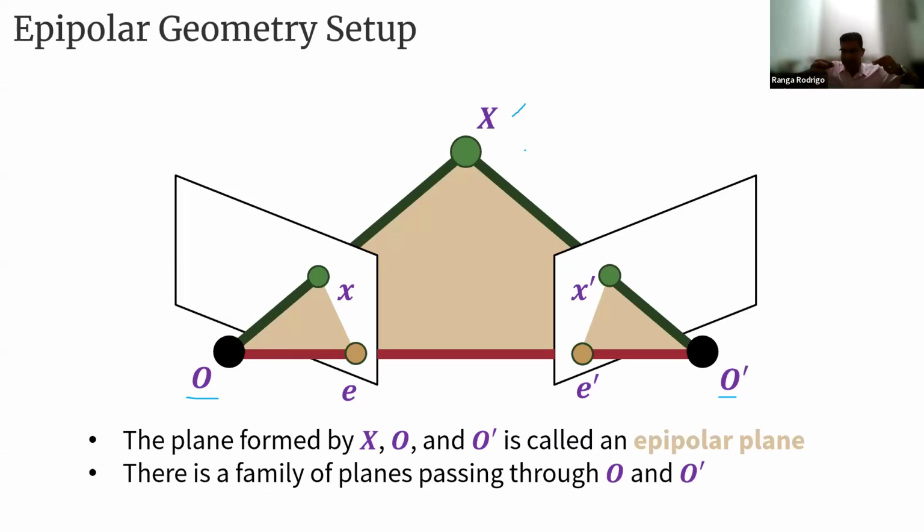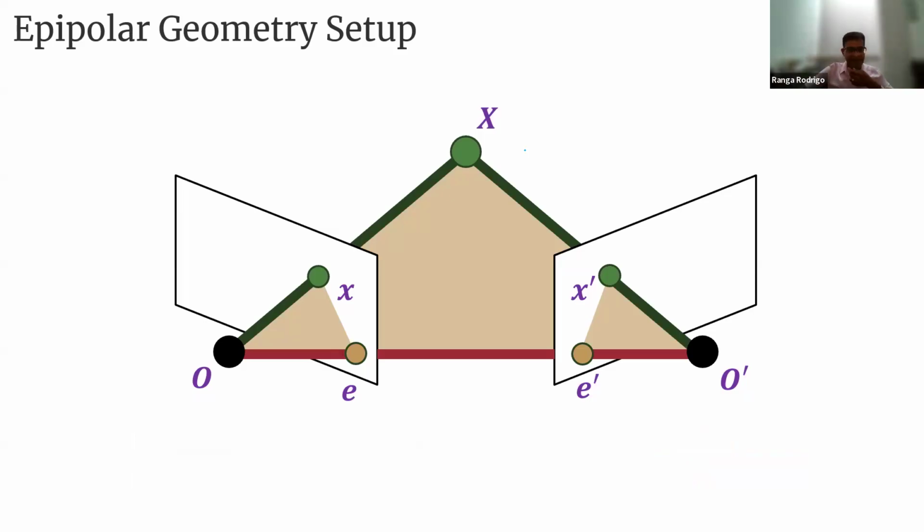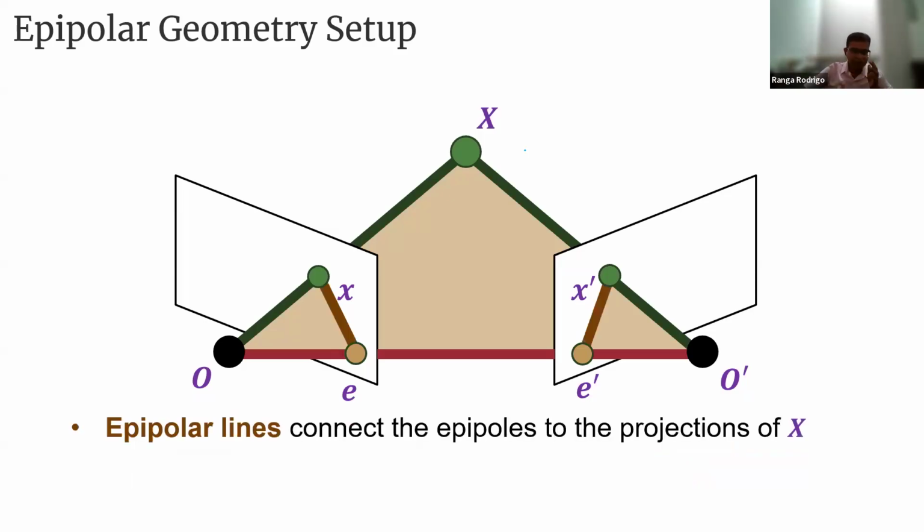Because this O and O prime axis, this line, is fixed, when you move capital X, this plane rotates. You can see that the plane rotates about O and O prime. Okay, so what are epipolar lines?